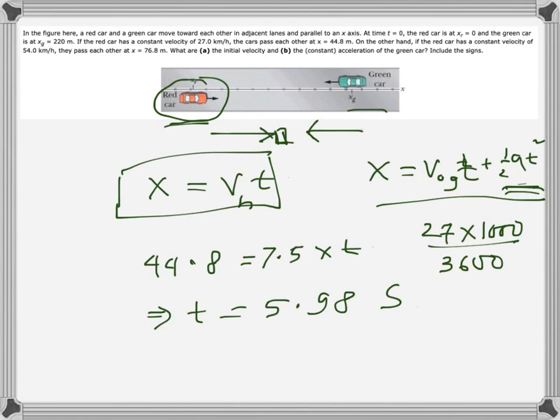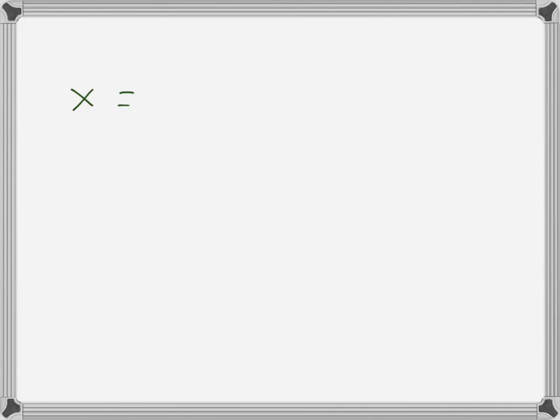That means the green car also has traveled this amount of time. So the equation for the green car will be x equals v naught g t plus half a t square. Now we don't know v naught g, we don't know a either. Instead of v naught g, I will just write vg probably, that will make life easier. Vg means the initial velocity. Usually it was written as u previously, but this is okay.